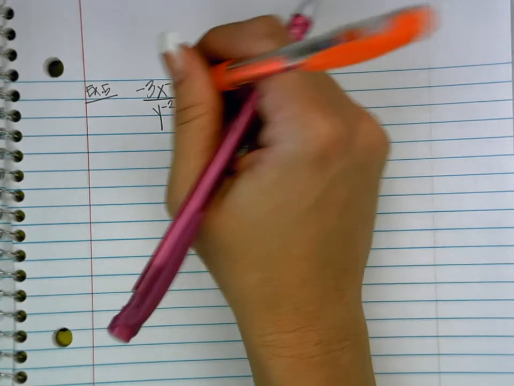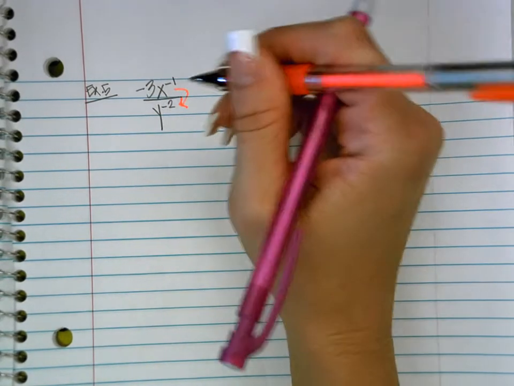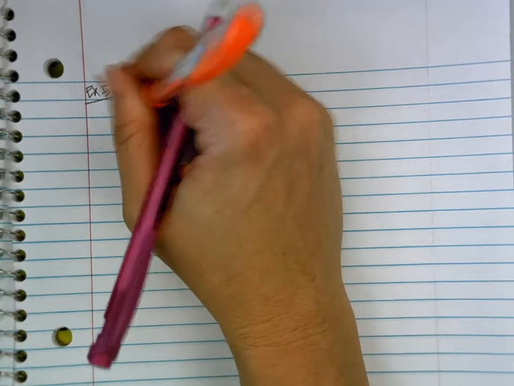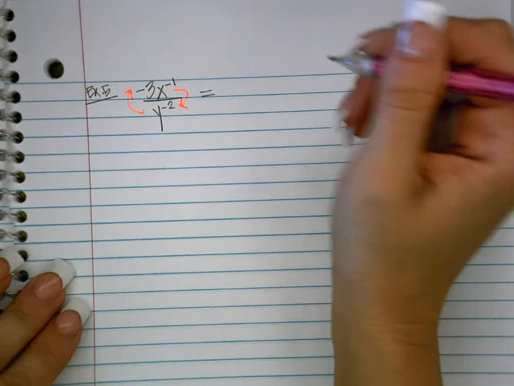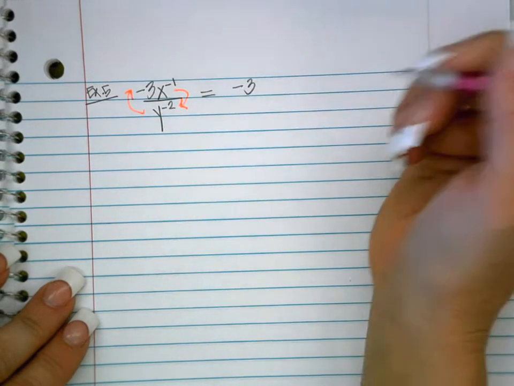I definitely need to move the x to the negative 1 down to the bottom. The y to the negative 2 definitely moves to the top. What about the negative 3? Does that need to move? That does not need to move, okay? We only move things that are attached to negative exponents. Negative numbers are perfectly fine, okay? Negative exponents have to move. So here, negative 3 stays on the top.